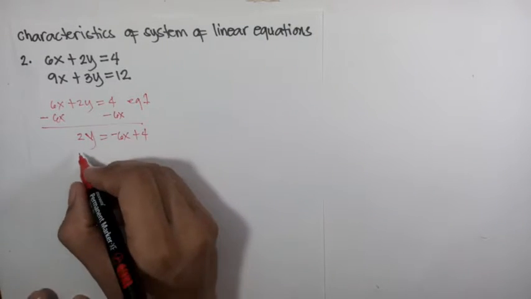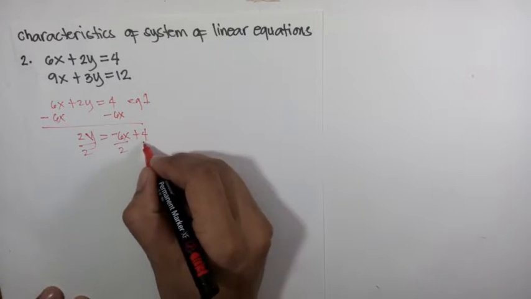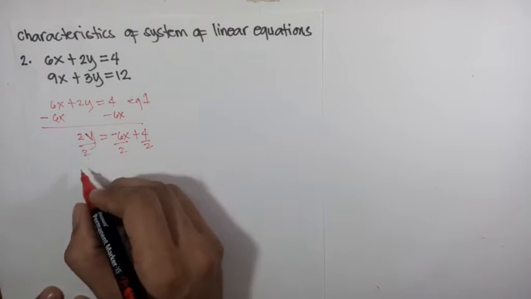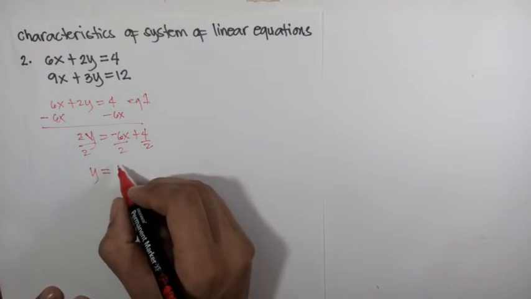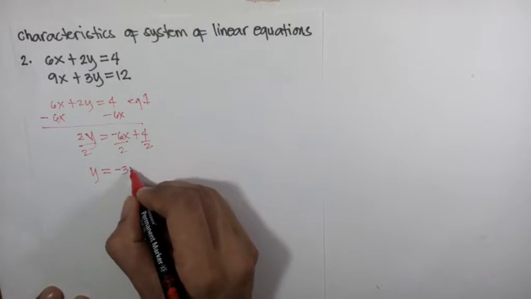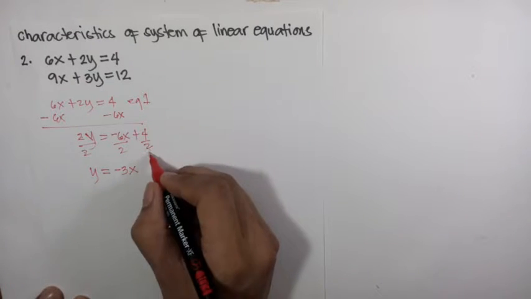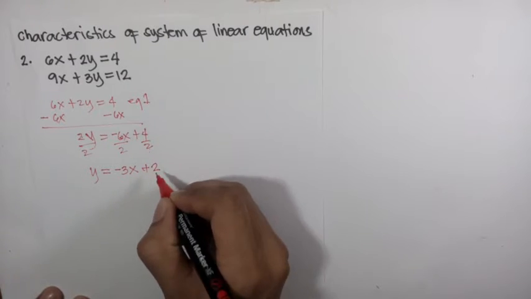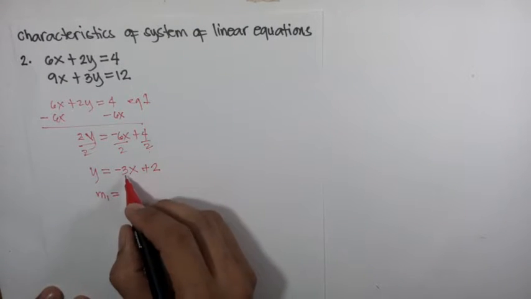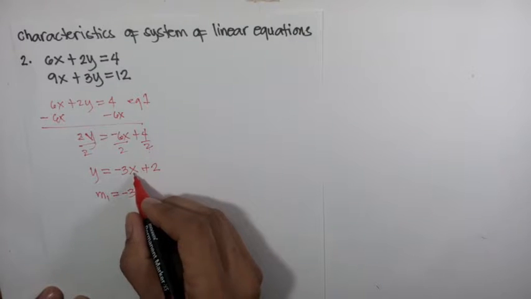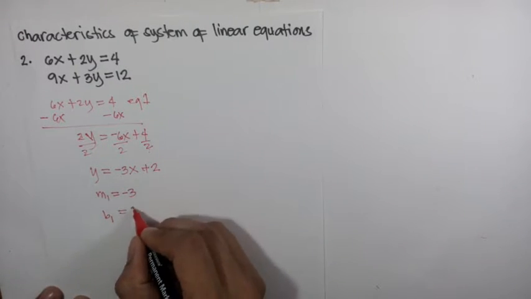Then divide by 2. Do the same to all the terms. 2 divided by 2 is 1, or 1y, or y. Negative 6 divided by 2 is negative 3, so negative 3x. Positive 4 divided by 2 is 2. So the slope of the first equation is negative 3, the number beside x, and the y-intercept of the first equation is 2.